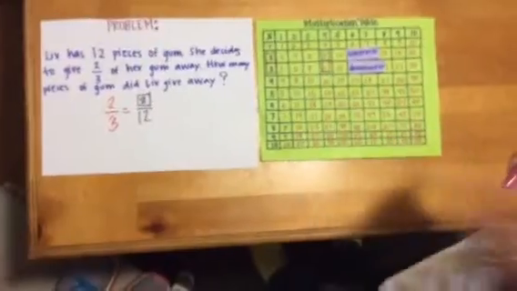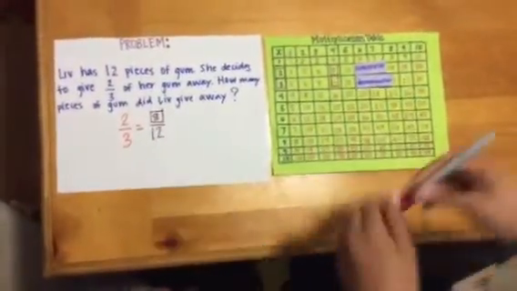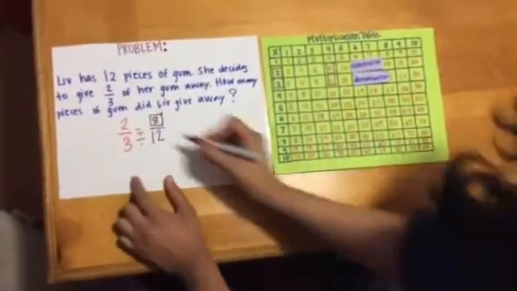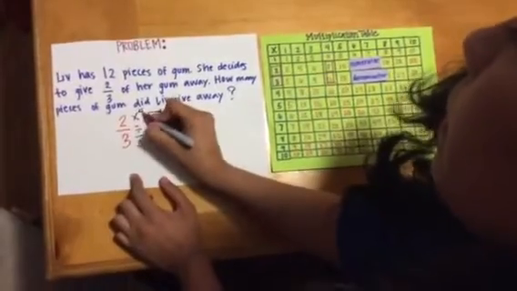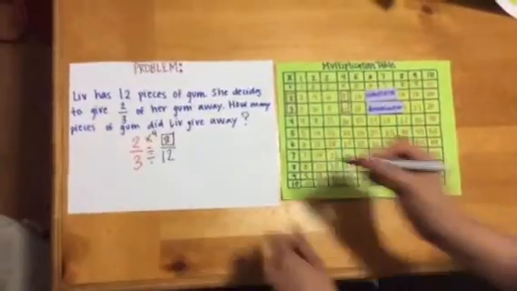Now, we can also check our answer knowing that 12 divided by 3 is 4. We can cross multiply. 12 divided by 3 is 4. 4 times 2 is 8. So how many pieces of gum did Liv give away? She gave 8 pieces of gum away.